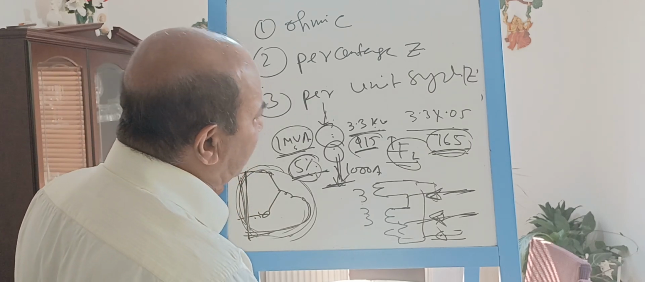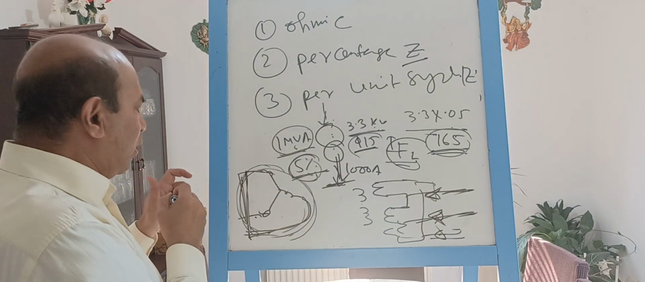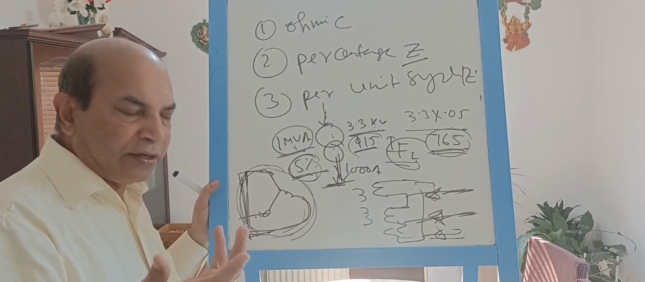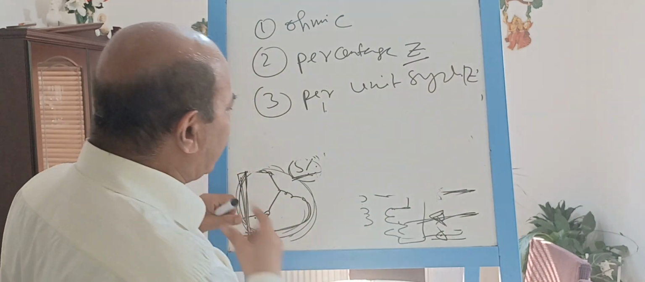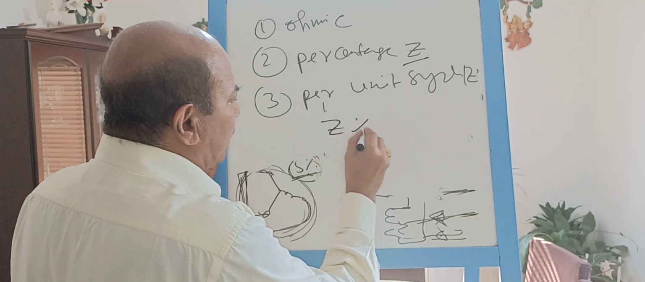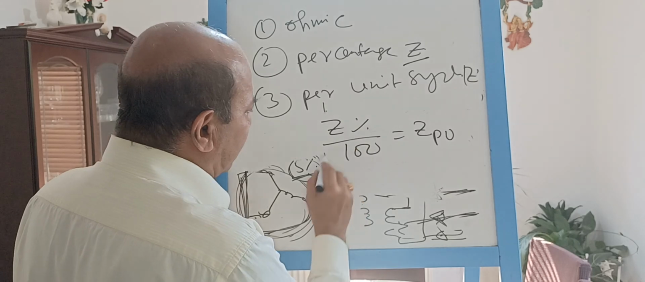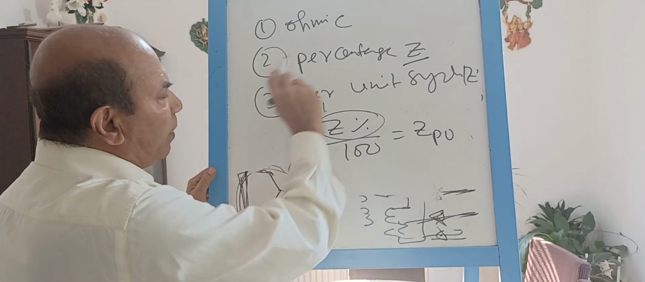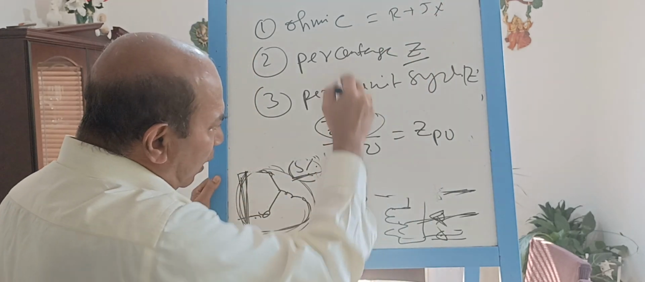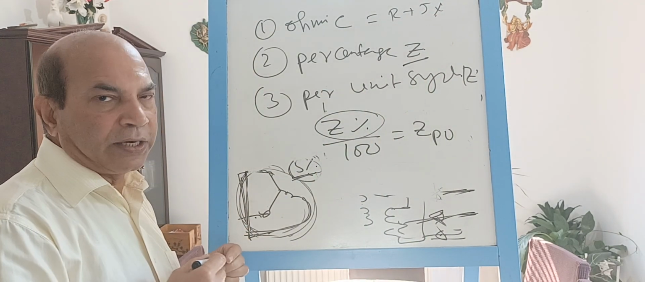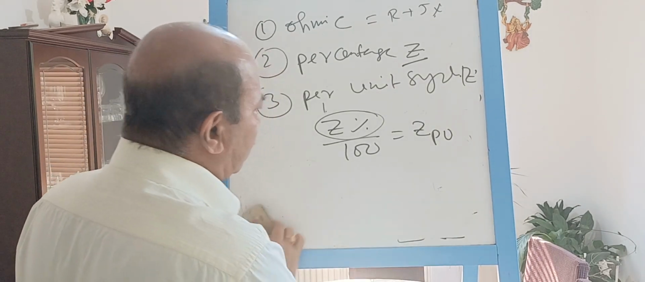That is called the percentage impedance, and that is represented by Z. And per unit impedance, when that percentage impedance is divided by 100, we call it per unit impedance. So per unit impedance is nothing but Z percentage divided by 100, that is called Z per unit. And ohmic value we directly write as R plus jX. But all these units are convertible to each other. Now how we convert one unit to another, we'll discuss now.